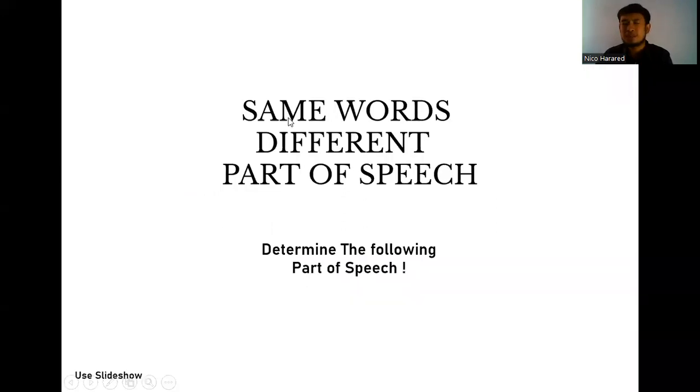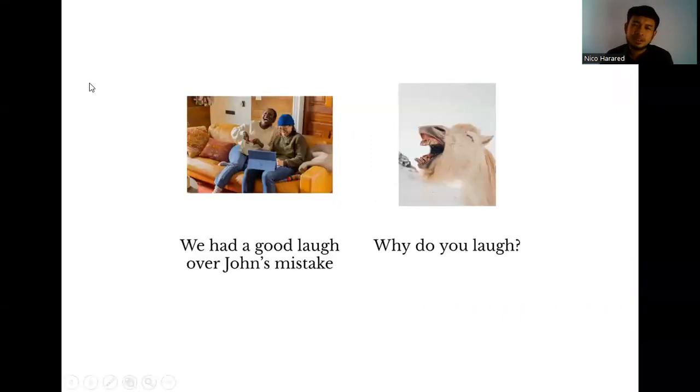And what about another one? Same words, but different parts of speech. So what you have to do is try to determine the following parts of speech. Okay, now take a look at this. Ready? Steady, and go for the following slide. So what do you say about this, guys? We had a good laugh over John's mistake.